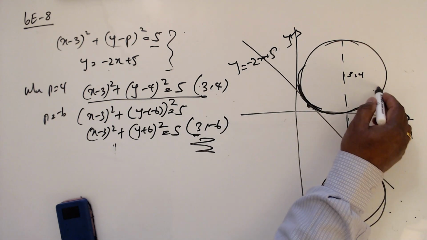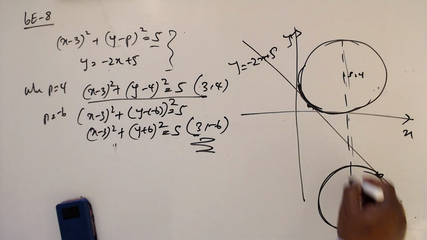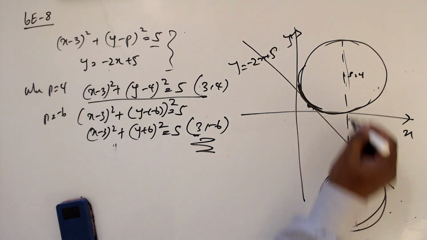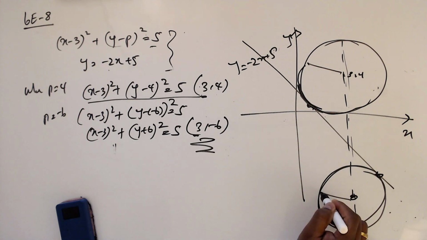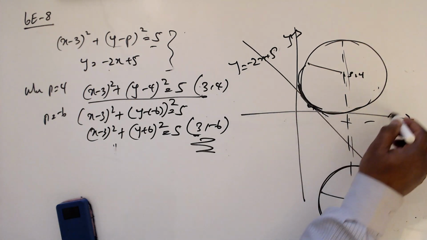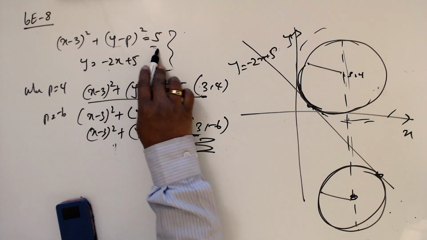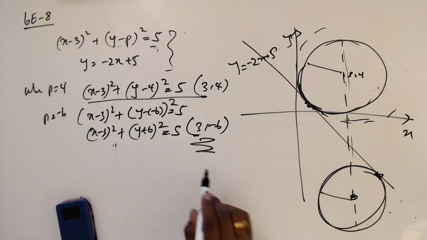You can only draw one, because it should move along this line x equals 3, because x = 3 is fixed, and the radius is also fixed. You can't go to a different gradient. If you could go to a different gradient, you could have an infinite number, which you can't do. The radius is fixed. Because of that, you have only 2 circles.